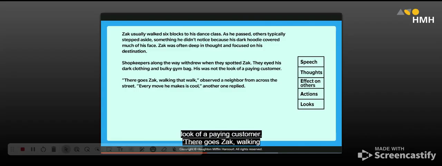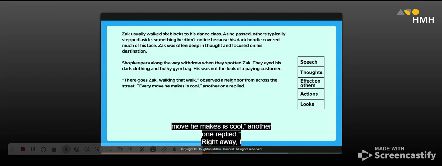"There goes Zach, walking that walk," observed a neighbor from across the street. "Every move he makes is cool," another one replied.